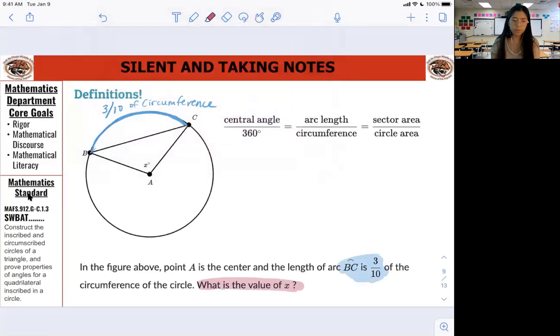So which two of the three ratios am I using? So I think the first and the second one. The first one, because I'm looking for the central angle. And then the second one, because I have the arc. Okay, so those are the ones we're going to use.